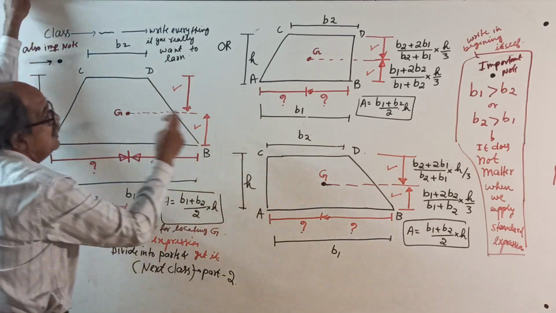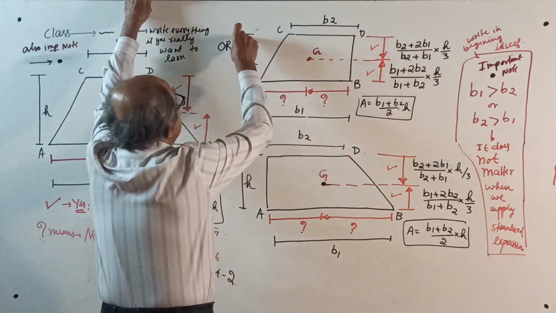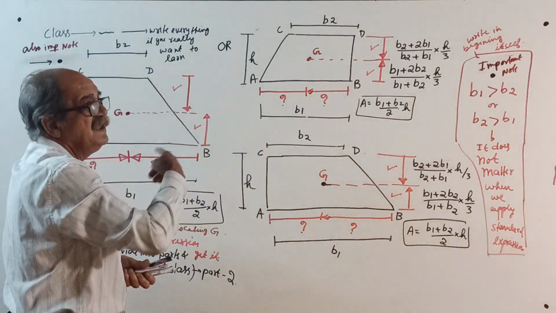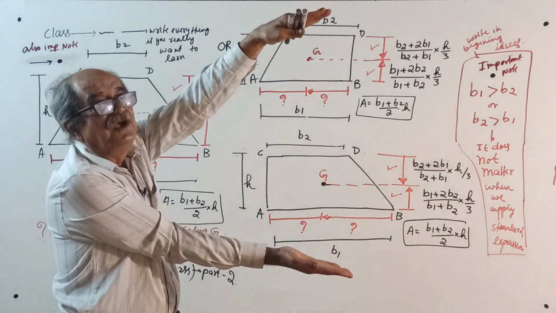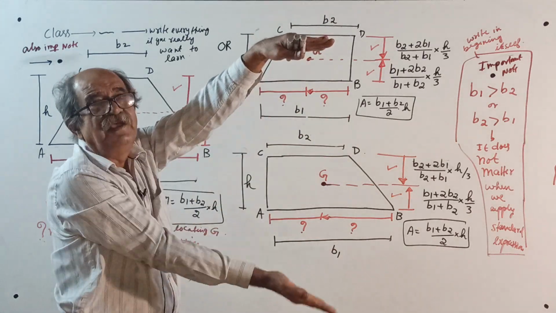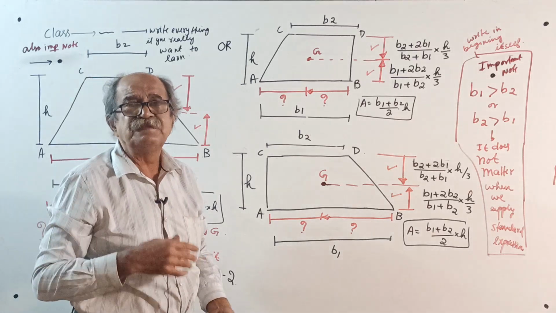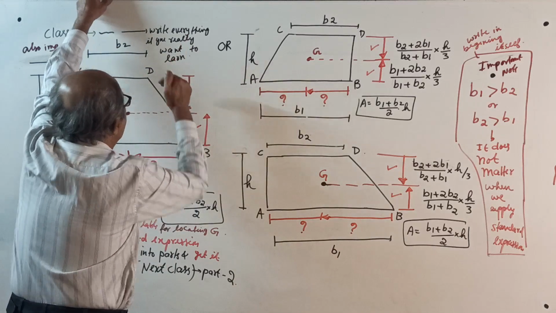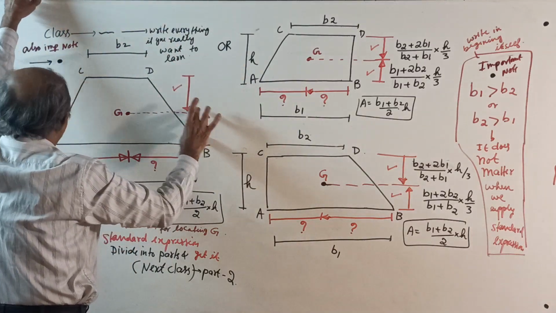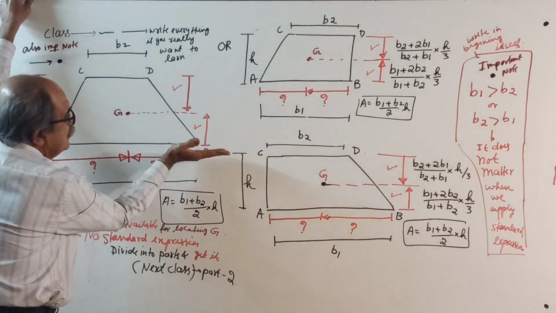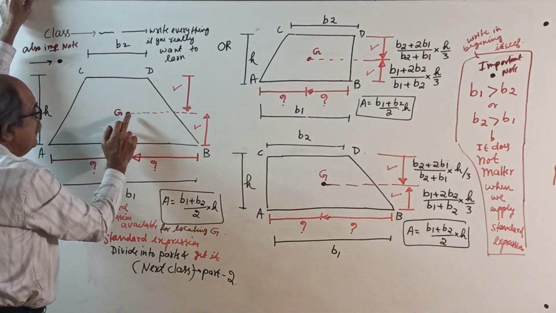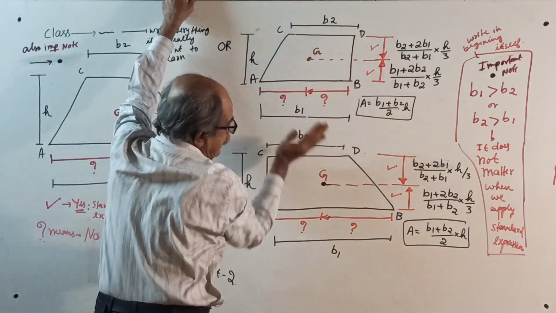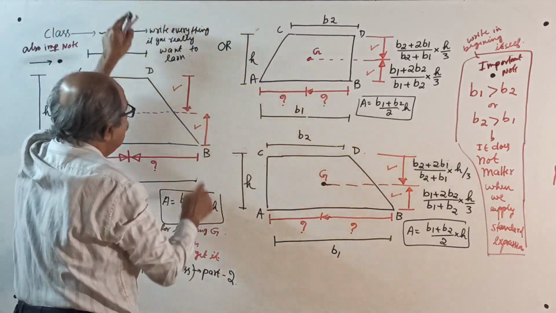First sketch here, see. B1, B2, H. B1, B2 are the two parallel sides, H is the distance between them. So, in all these three cases, your parallel sides are horizontal, and the distance between the two parallel sides, that is H, is vertical. So, standard expression for locating centroid is available along the height. Once you get this distance, you can easily get it from the other side. I am locating CG from the base, this way or this way. Here also, centroid this way or this way. For this one, standard formula is available.